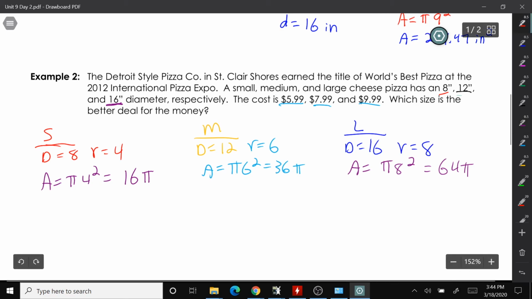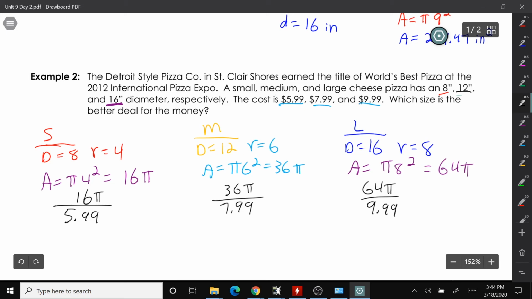Alright, so then for each one I'm going to do the area, 16 pi, and divide that by the cost, $5.99. I'm going to do that for each one of them. 36 pi divided by the cost, $7.99. This was 64 pi divided by $9.99. So I'm going to type all those into my calculator.